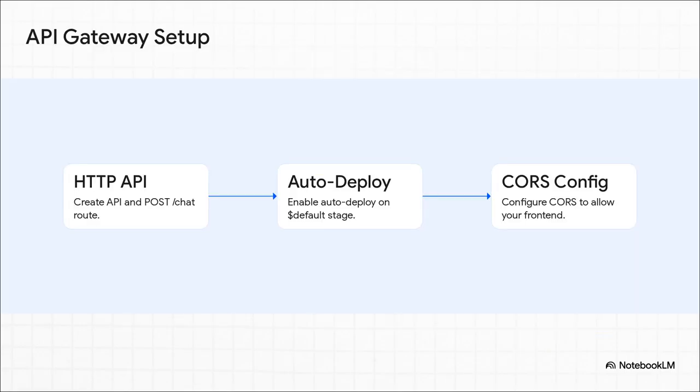Next up, we have to expose our Lambda function to the web, and we do that using Amazon API Gateway. You'll create an HTTP API and set up a POST route specifically for /chat that integrates directly with your Lambda function. Then, you absolutely must configure CORS, that's cross-origin resource sharing, so your front end is allowed to talk to this backend. You'll allow POST methods and content type headers. Finally, and honestly this is an easy step to miss, you've got to ensure auto-deploy is enabled on your API stage, like the default or prod stage. Without auto-deploy, you just won't generate a usable invoke URL for your front end to hit.